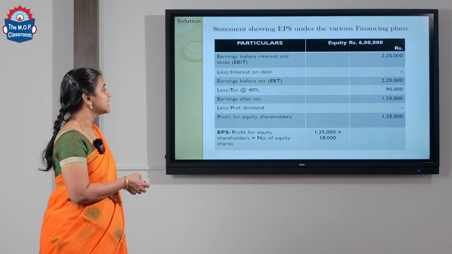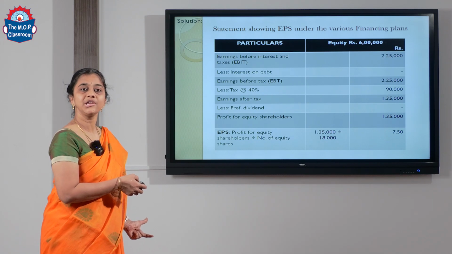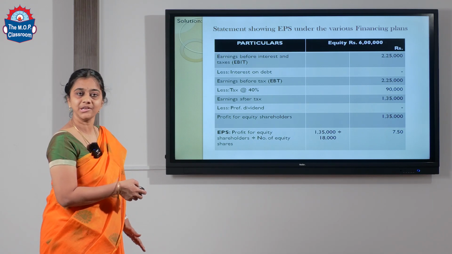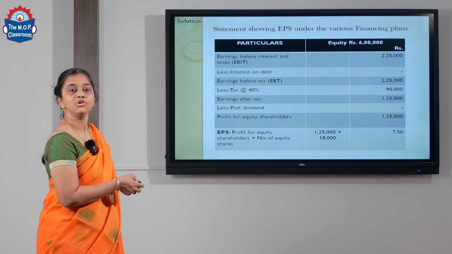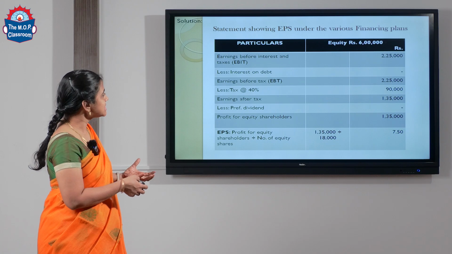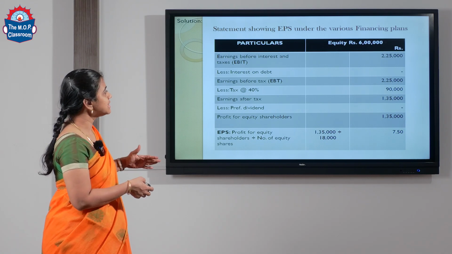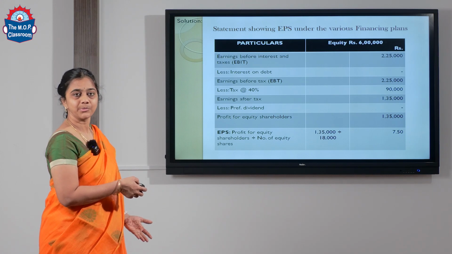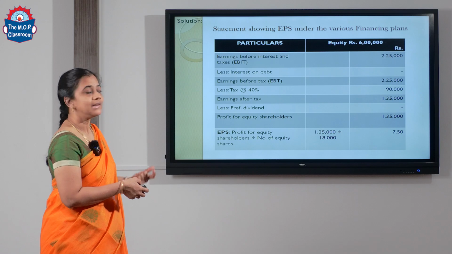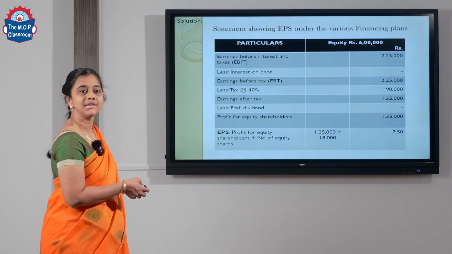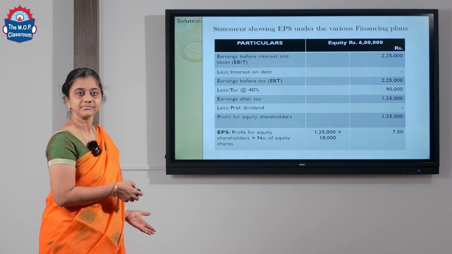Coming to EPS. EPS is computed by dividing the profits available for equity shareholders by the number of equity shares. Number of equity shares will be 18,000. How do we get that 18,000? Existing equity shares is 12,000. Now we are raising another 6 lakhs by issuing equity shares of rupees 100 each. So 6,000 fresh equity shares. So put together it is 18,000 equity shares. So EPS comes to 7.5.